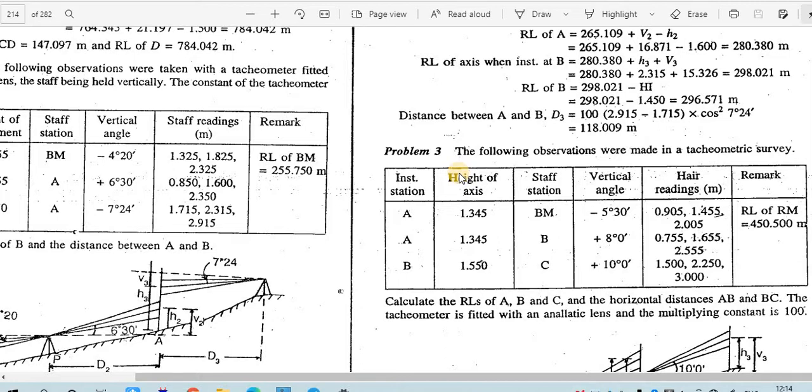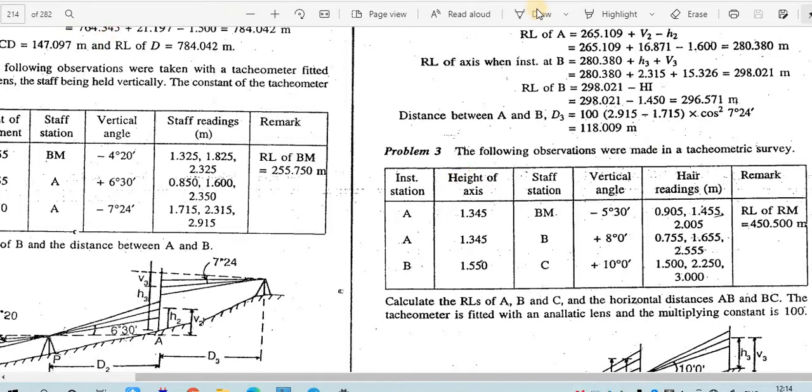As we all know, we have started with the first chapter, tacheometric surveying, and we have studied the various methods involved in tacheometric surveying. We started with the first method, that is the fixed hair method. We did some numericals in the previous class. Today we'll try to do some other numericals related to the fixed hair method.